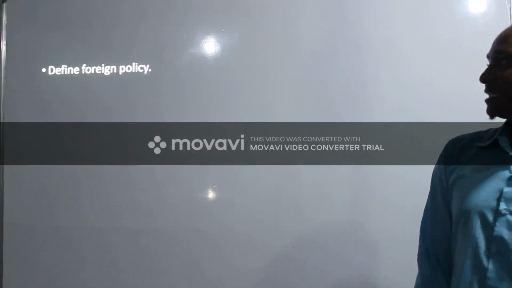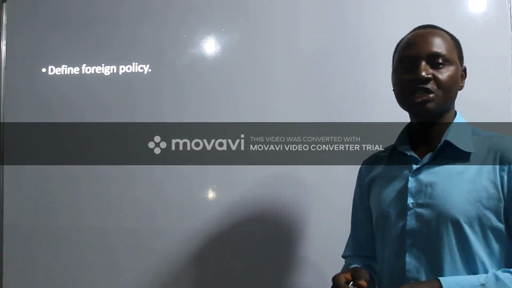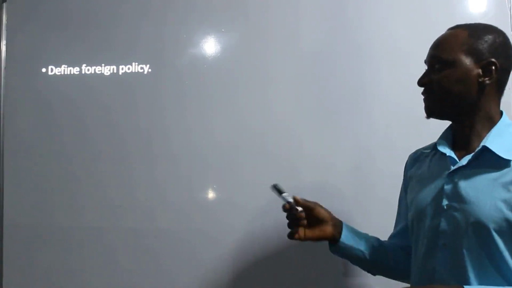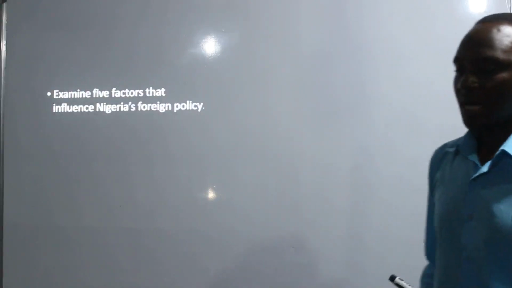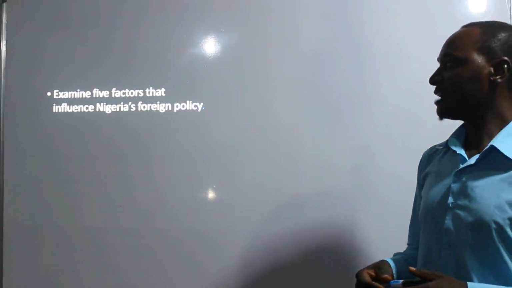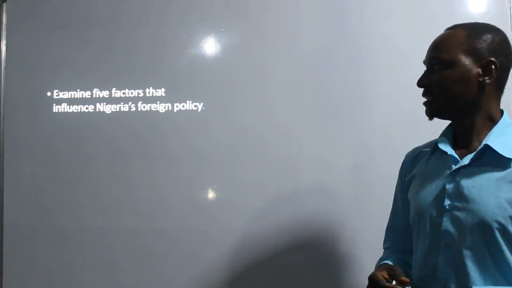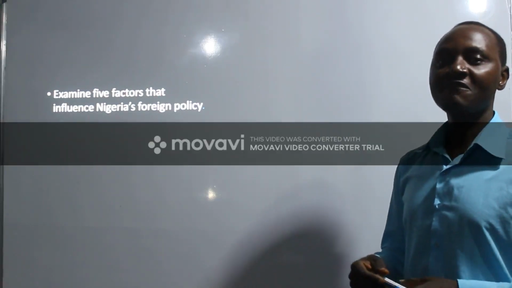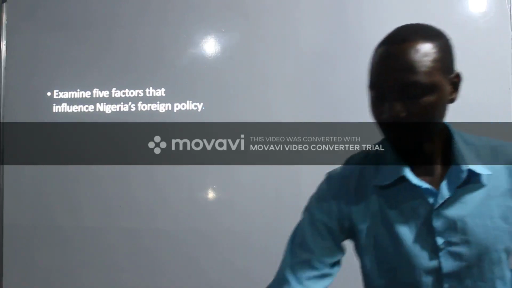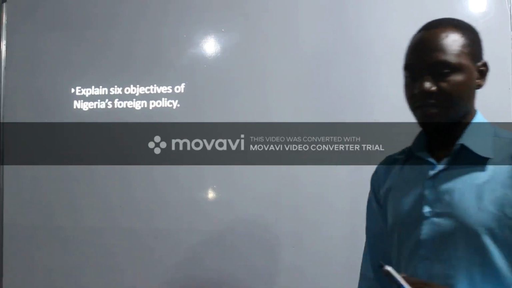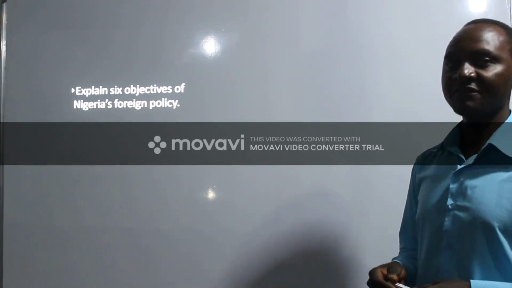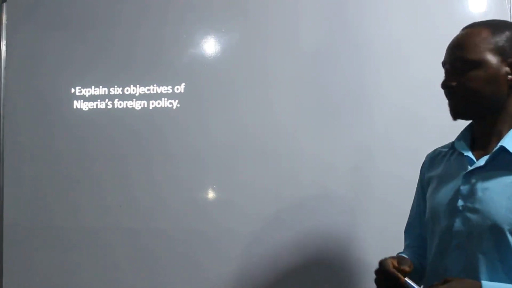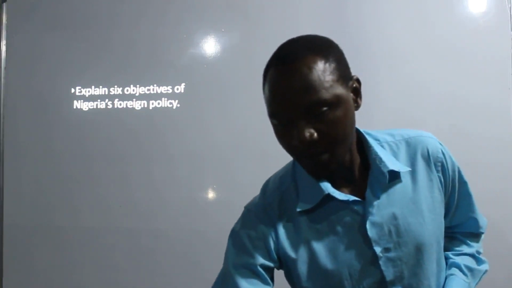At the end of this lesson, students should be able to define foreign policy. And also, they should be able to examine 5 factors that influence Nigeria's foreign policy. Students should be able to explain 6 objectives of Nigeria's foreign policy.